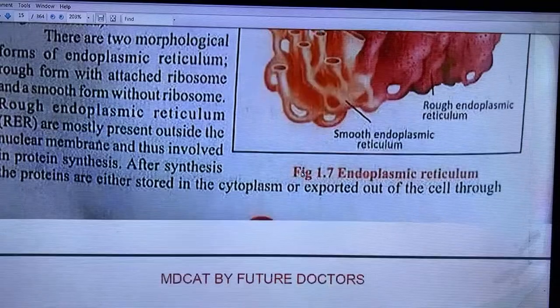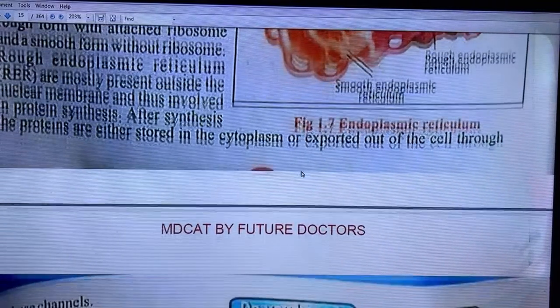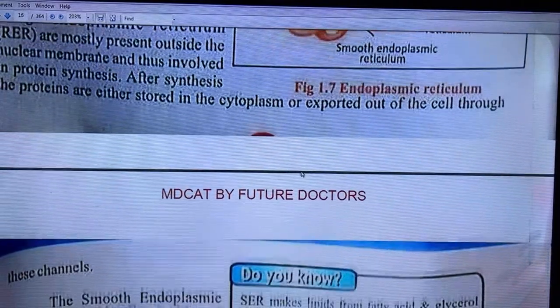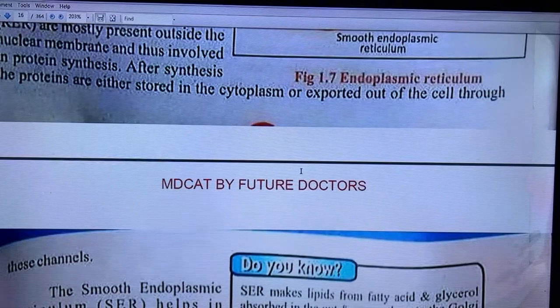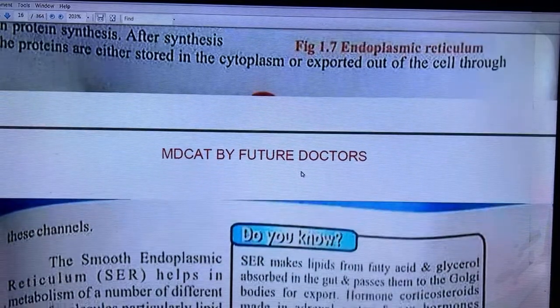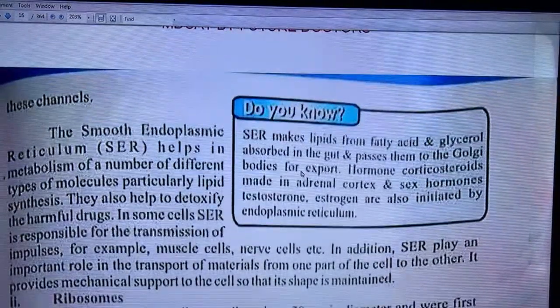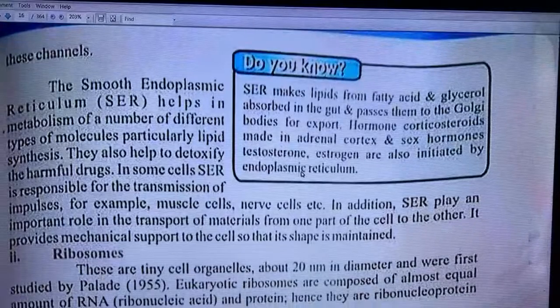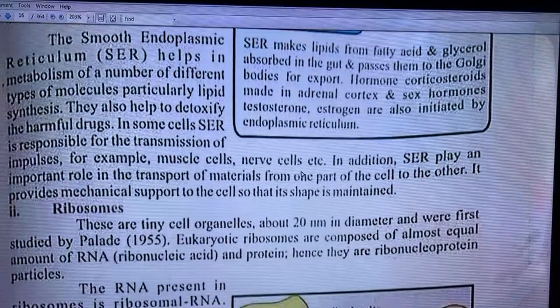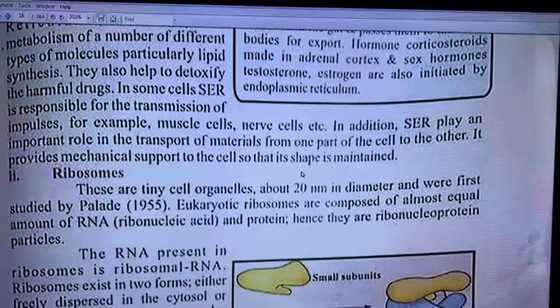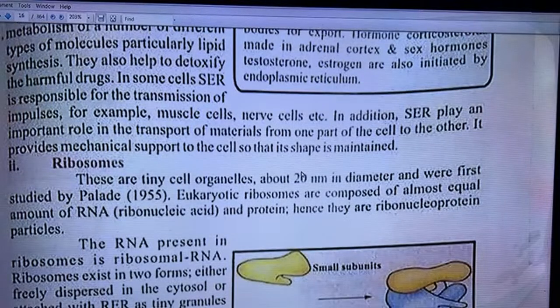Rough endoplasmic reticulum is mostly present near the nuclear membrane and is thus involved in protein synthesis. After synthesis, the proteins are either stored in the cytoplasm or exported out of the cell through these channels. The smooth endoplasmic reticulum helps in the metabolism of a number of different types of molecules, particularly lipid synthesis. They also help to detoxify harmful drugs.